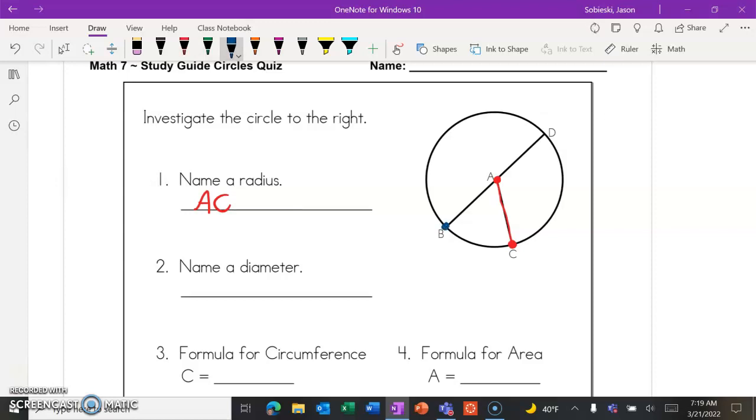Diameter is a little bit different. It's from edge to edge of the circle, so the full way across, and you have to pass through the center point. So maybe we could call this BD, or DB would work.